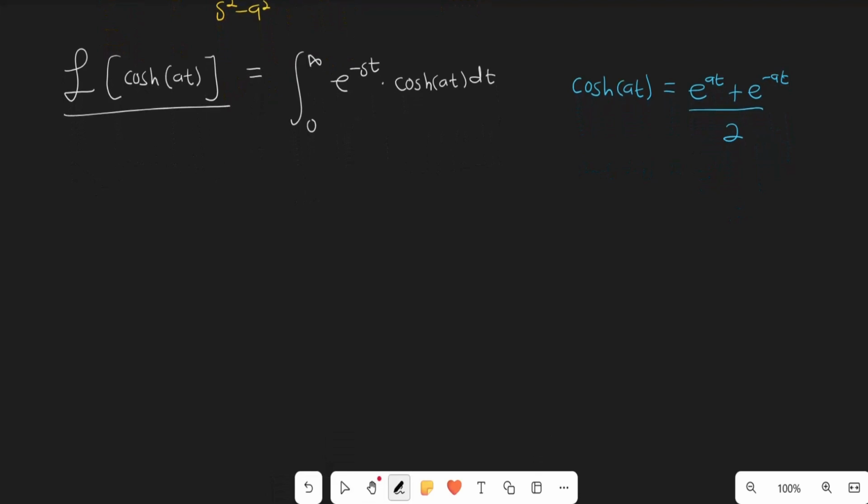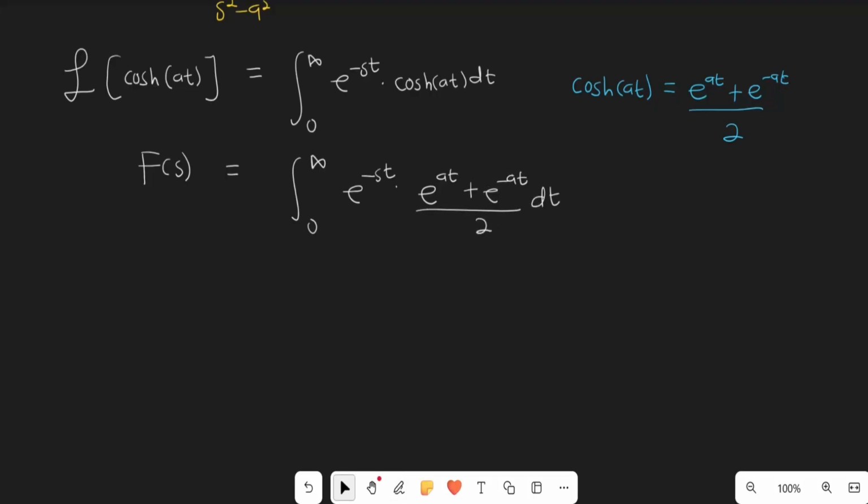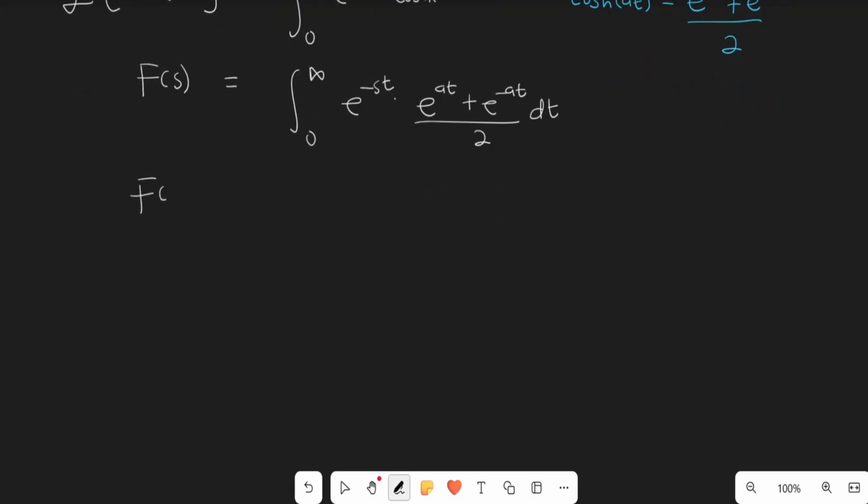So the Laplace transform of the cosine hyperbolic of at, permit me to just replace that with the capital F of s, and that is equal to the integral from 0 to infinity of e raised to the power negative st multiplied by e raised to the power at plus e raised to the power negative at over 2 dt. Cool. So 1/2 is a constant that is going to come out of the integral. So we are going to have 1/2 here, then the integral from 0 to infinity. And now we have e raised to the power negative st times e raised to the power at plus e raised to the power negative st times e raised to the power negative at, all this one dt.